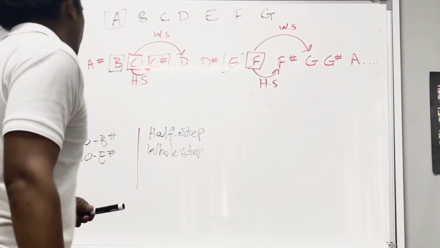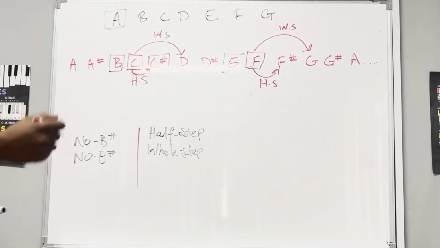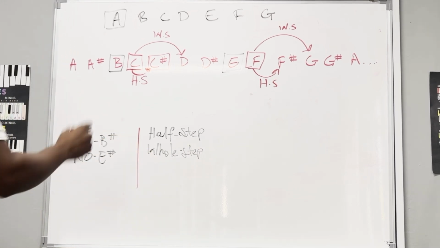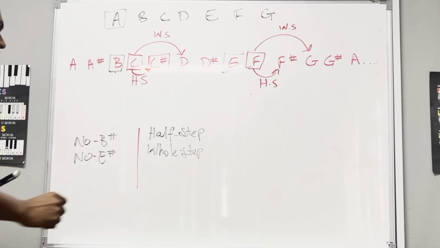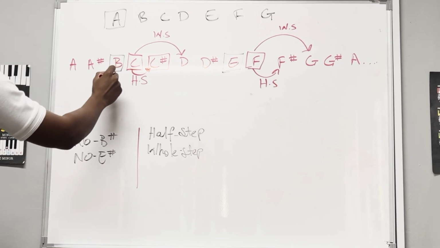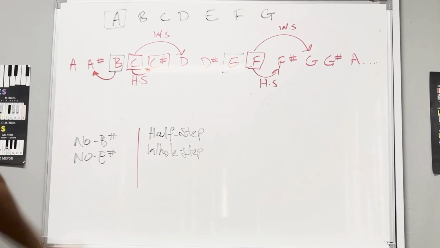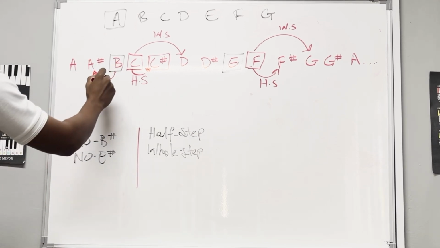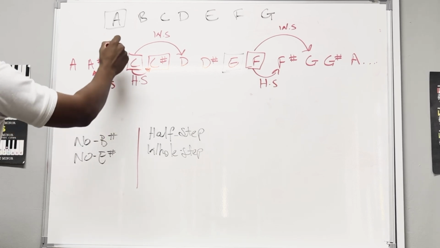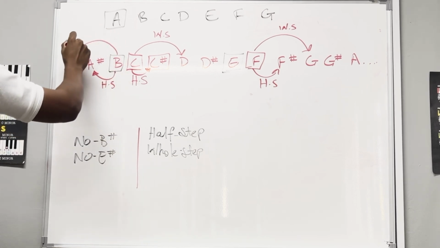Let's try another example. Now, the rule applies both forward and backward. So let's say we take the note B. We take the note B and we go down to A sharp. This would be a half step. Or B down to A, this would be called a whole step.